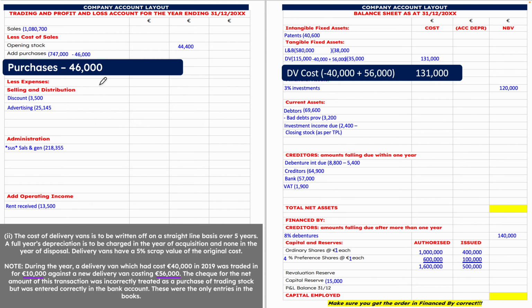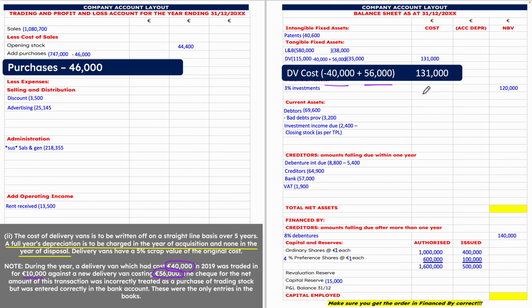Now, next thing we'll do, we'll find the cost of the delivery vans. You can see that they got rid of a delivery van which cost 40, and then they bought one which cost 56. So sold 40 and then add 56. So now our cost is up to 131. Now, when it comes to depreciation, it says a full year's depreciation is to be charged in the year of acquisition and none in the year of disposal.